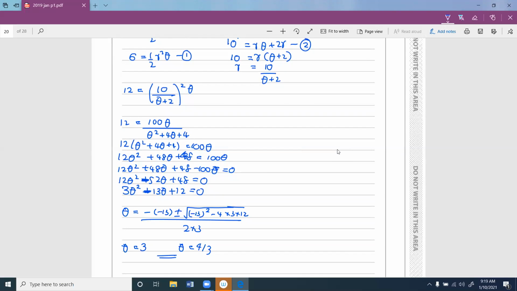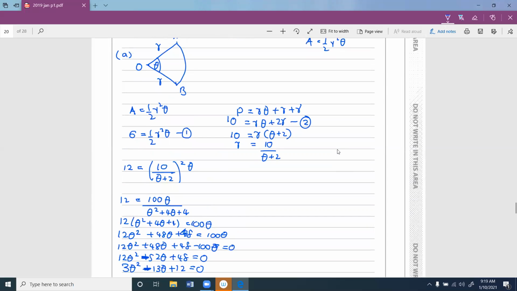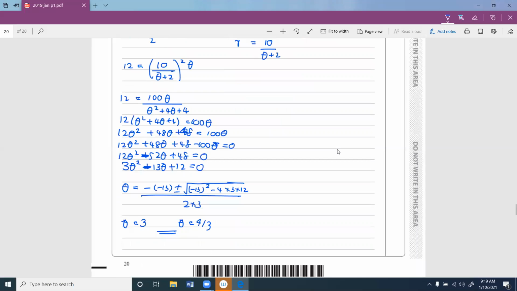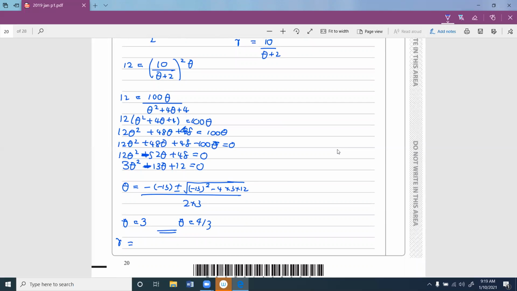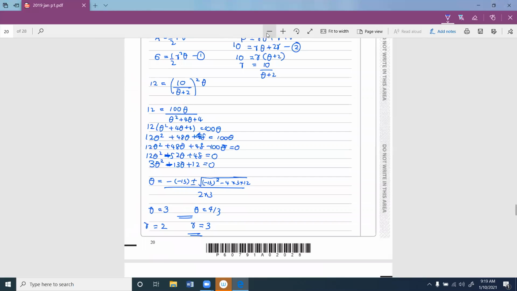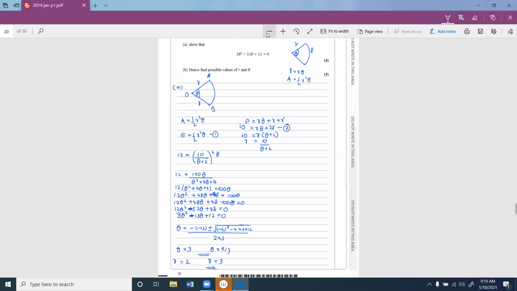Then we can find the solutions for r by substituting into any of these equations. From here, theta equals 3 means r equals 10 divided by 3 plus 2, which is 2. Over here, r becomes 10 divided by 4 over 3 plus 2, which works out to 3. With this, you can obtain the answer. That's the way of getting this answer, right? So this is a complete solution for this question.